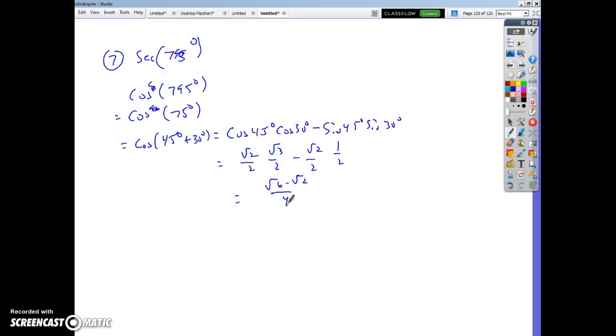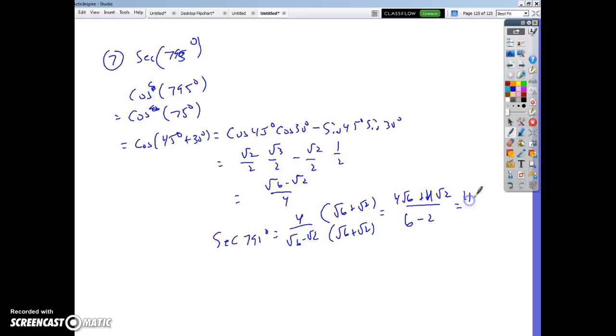So then to finish it up, secant of 795 degrees has to be 4 over root 6 minus root 2. Multiply by its conjugate. Get 4 root 6 plus 4 root 2 over 6 minus 2. That's 4 root 6 plus 4 root 2 over 4. Cancel out the 4. Root 6 plus root 2. Got it?